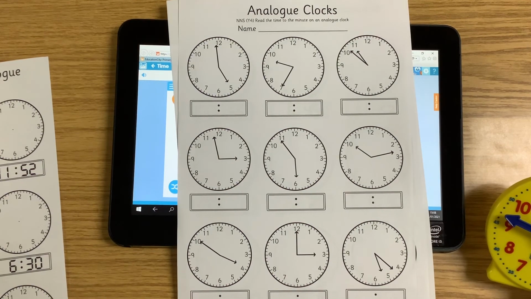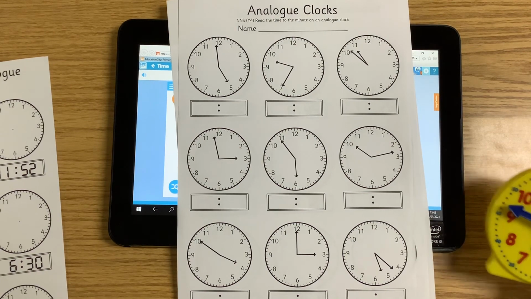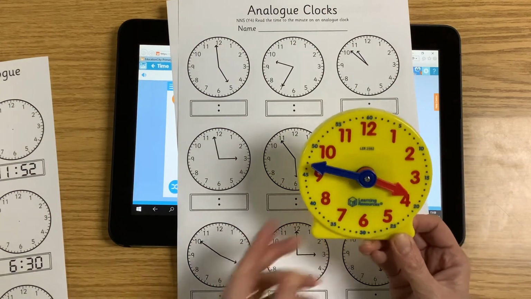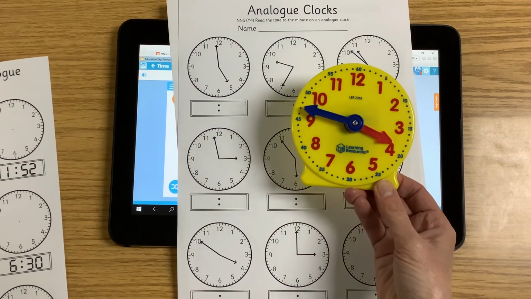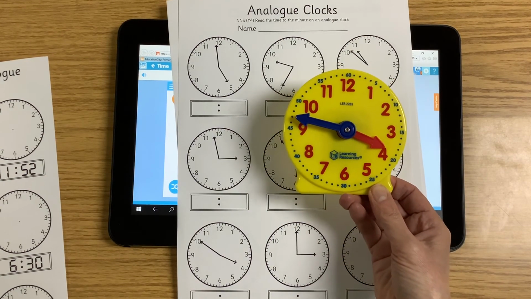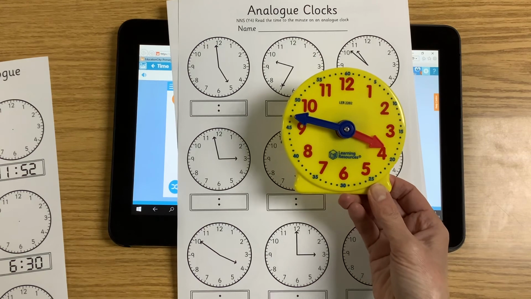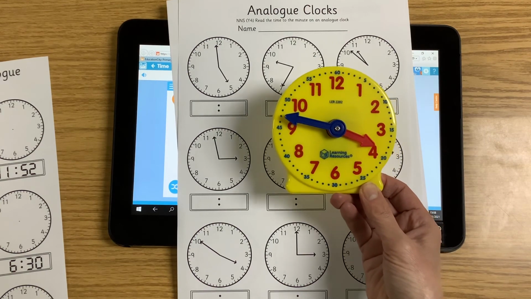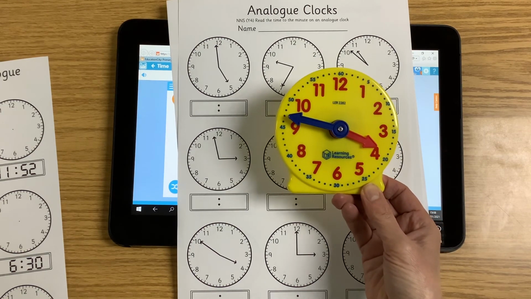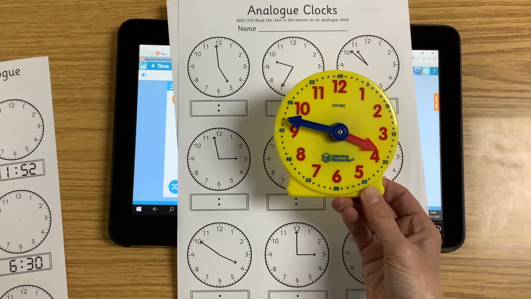And P6, if you get all of that done, have a go at today's reasoning activity. But most importantly, P6, this is a really important life skill. Being able to tell the time without having to think about it is something that's really important. So if this is something that you find tricky, please, please, please keep practicing this at home. And don't forget to wear your watch.